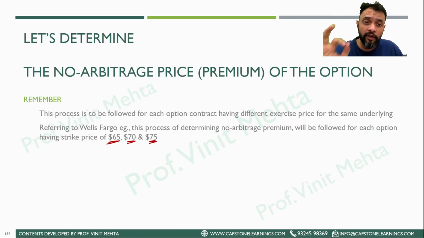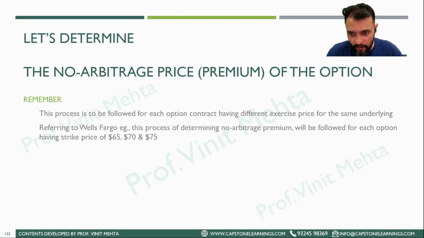The process which we are discussing right now is exactly the same process we will follow for each and every contract. What I'm making you realize is that this process of calculating the no arbitrage premium is for a particular contract. Are you getting it? Let's say the particular contract has an exercise price of $65, the process we are going to follow here is for that particular contract. You'll follow the same process for a different contract with a different exercise price. Please take a note of this. Ready?